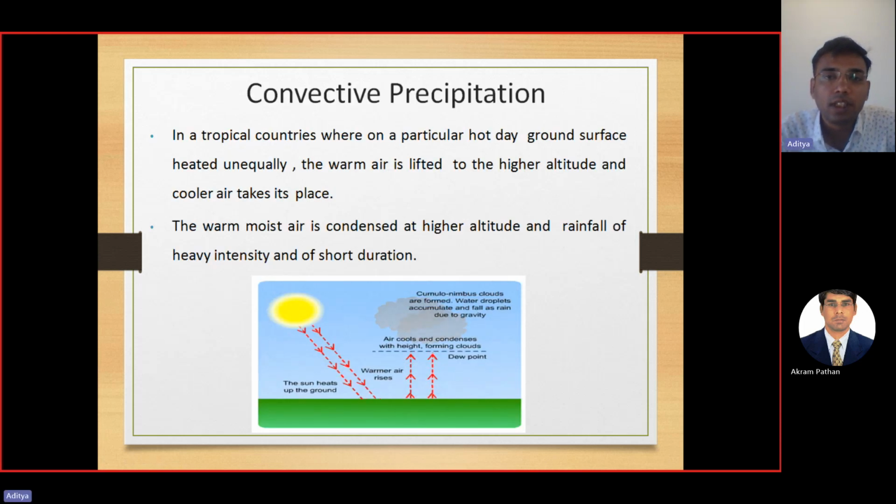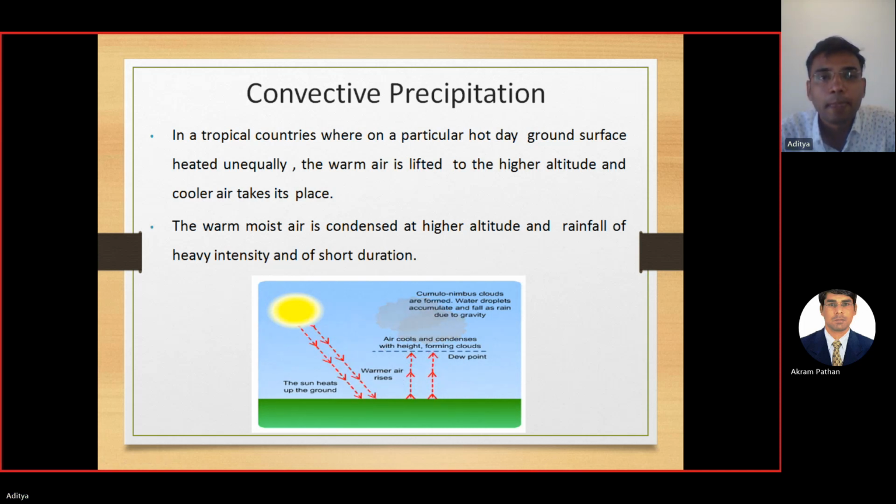Then next is convective precipitation. You can see this precipitation mostly in tropical countries, where on a particular hot day, the ground surface is heated unequally and warm air gets lifted up. The warm moist air is condensed at higher altitude, and rainfall of heavy intensity and shorter duration takes place. You can call this unseasonal rainfall.